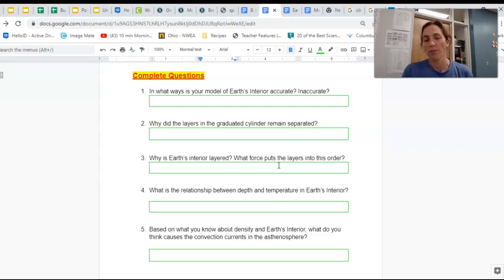What is the relationship between depth and temperature in Earth's interior? If you don't remember, you can look at your diagram or you can look at your chart. And number 5, guys, based on what you know about density in Earth's interior now, what do you think causes the convection currents in the asthenosphere? This is a connection to yesterday's lab. Just want to double, triple, quadruple check and make sure you know this information.